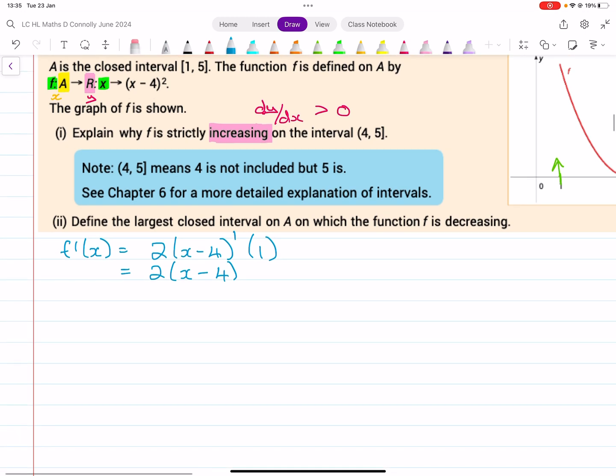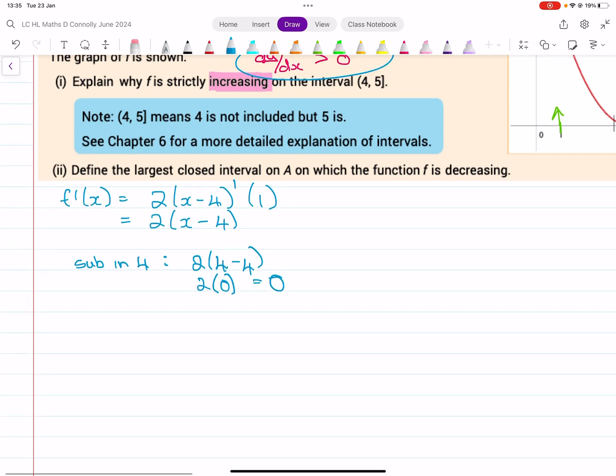Now look what happens if you sub in 4. So if you sub in 4, you get 2 times 4 minus 4, which is 2 times 0, which is 0. Okay, so that doesn't work because remember I want dy dx to be greater than 0. But they did say that 4 shouldn't be included.